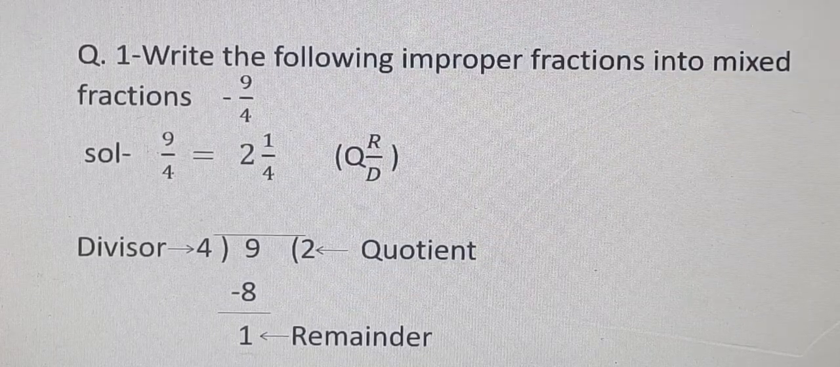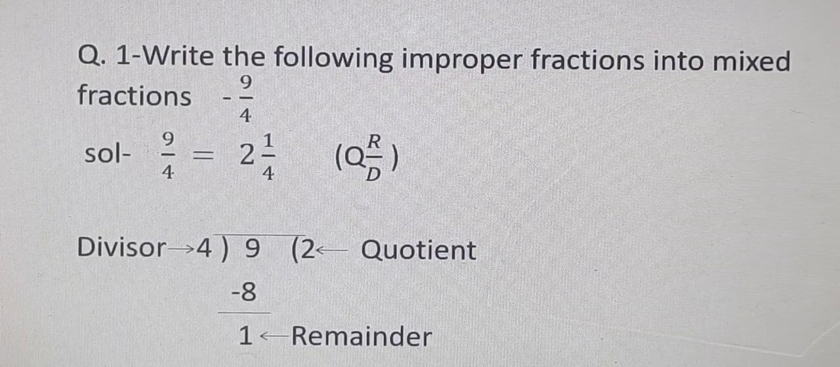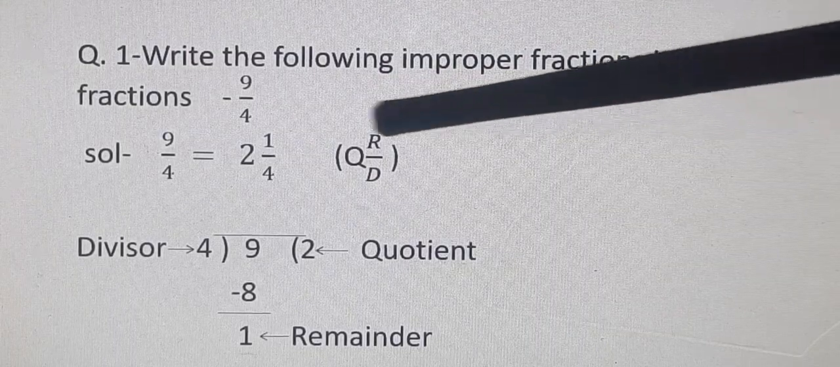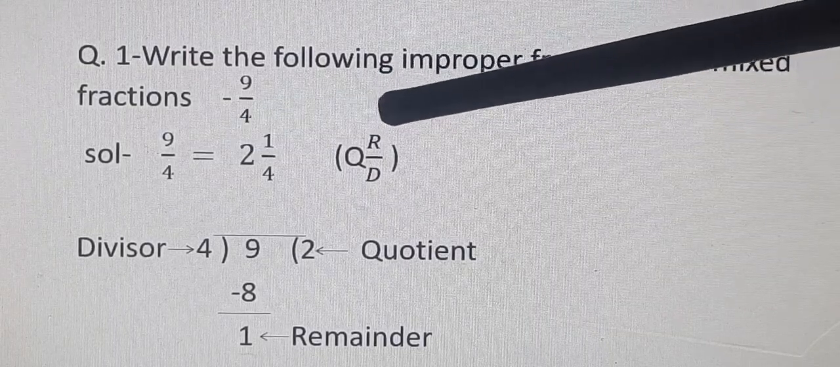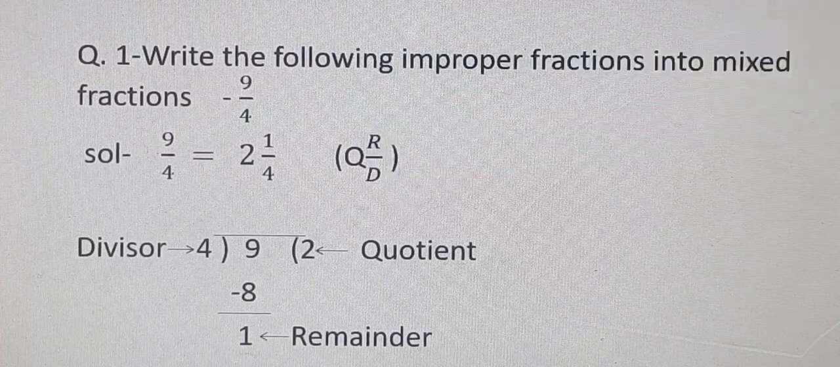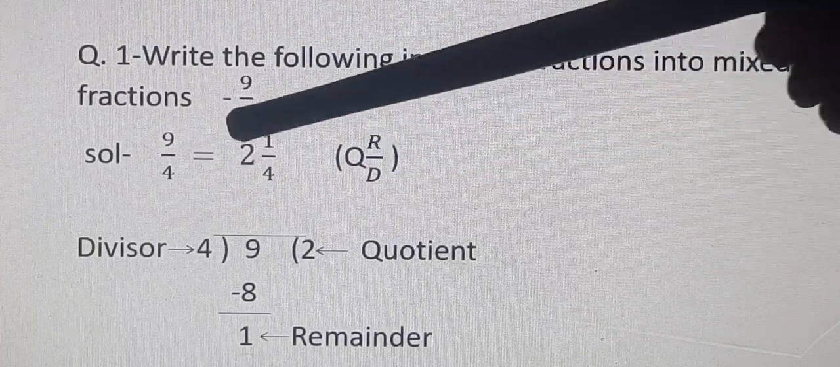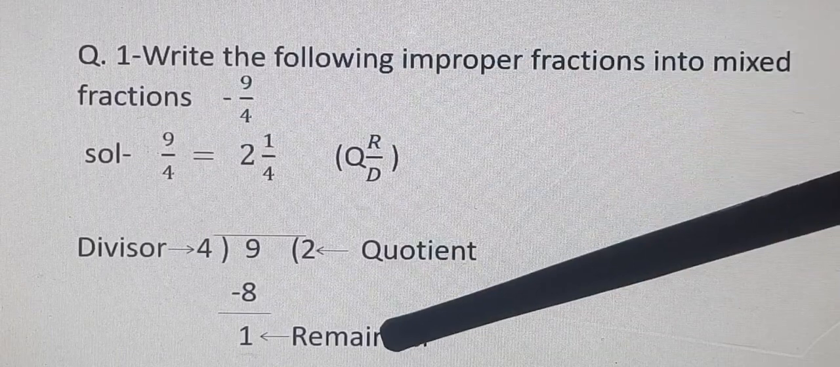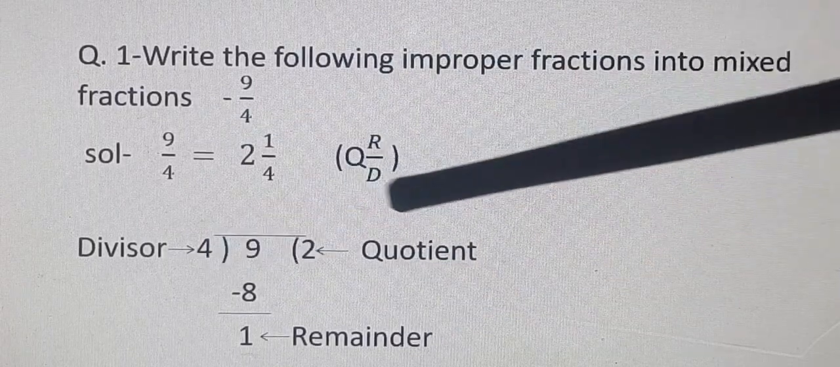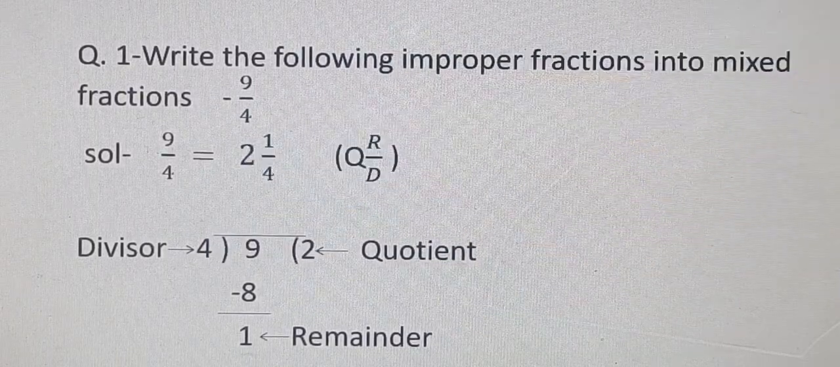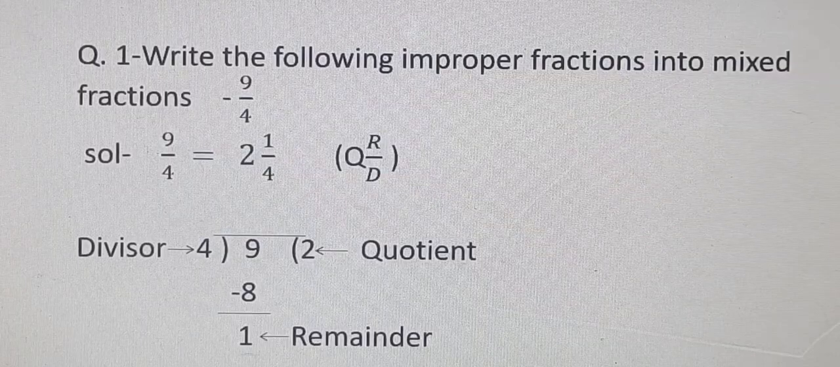We know that mixed fraction is a combination of whole number part and a fractional part. So it is written in the form of Q whole R upon D. Q is quotient 2, R 1 and D divisor 4. So 2 whole 1 upon 4.